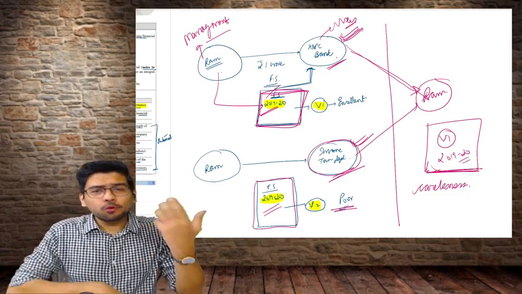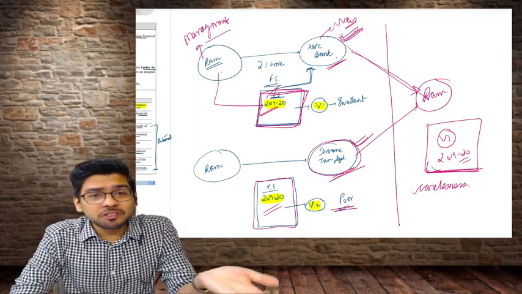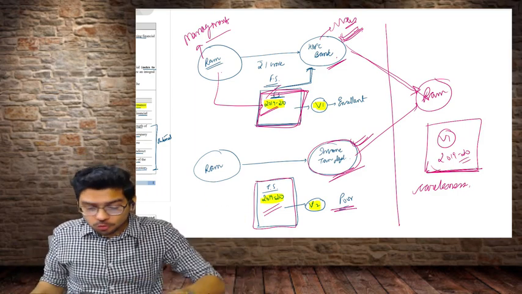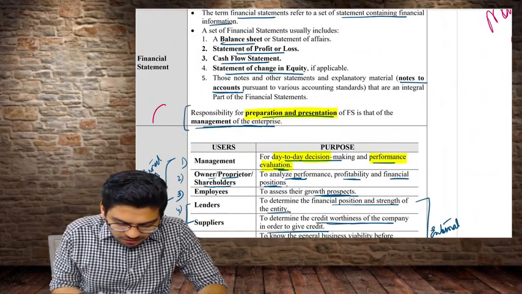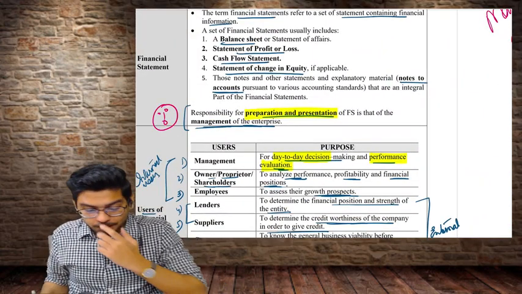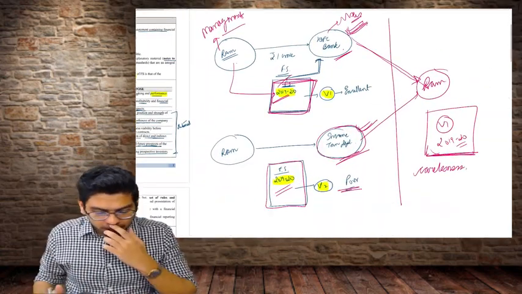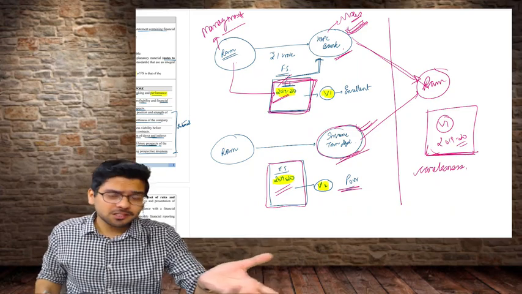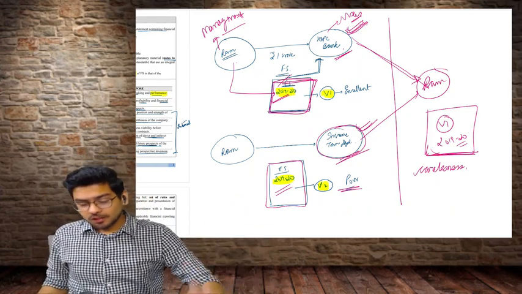This problem arose across the globe. How do we trust the financial statements which management themselves have prepared? I just told you, when I was discussing financial statements with you, that the responsibility of preparation of financial statements is of the management. So how will the bank manager, how will the income tax department trust the financials which have been prepared by the management of the organization? So there was this problem.